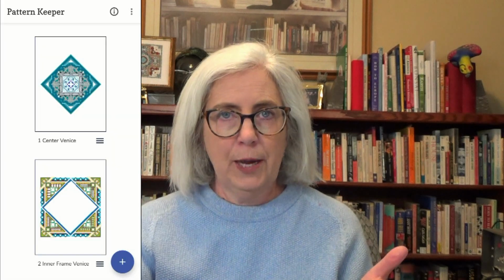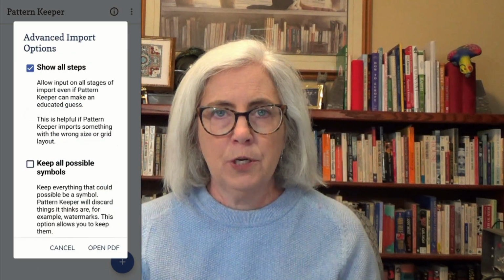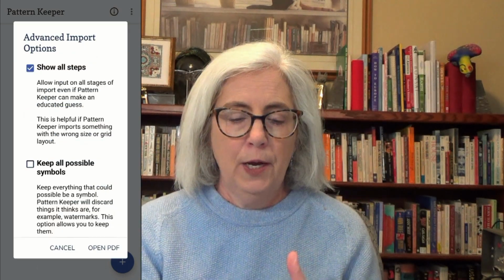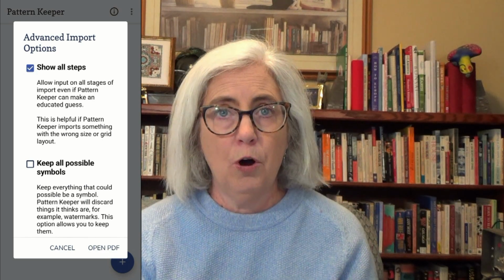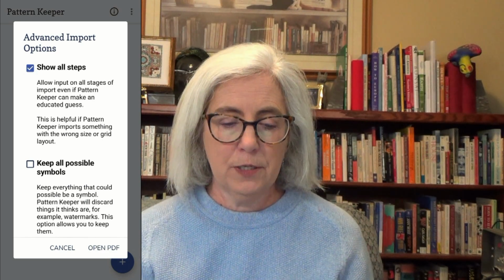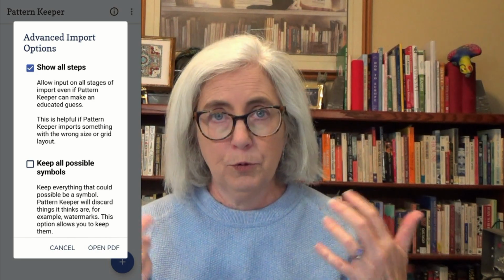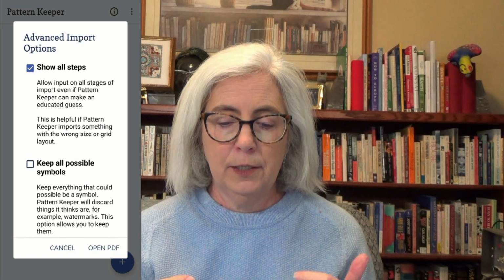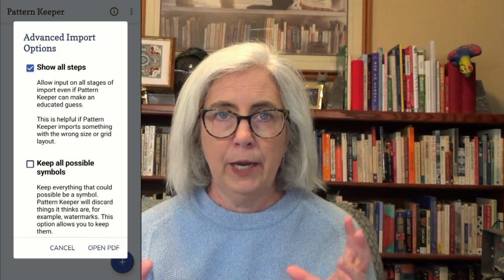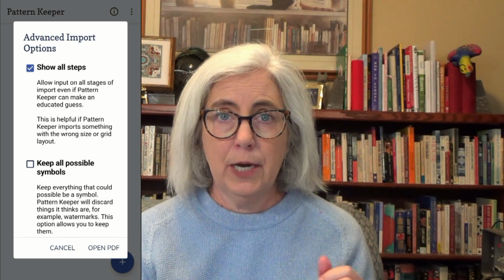When you first click that plus to load a chart, a little box shows up, and down below there's an advanced options choice. If I click on that, it opens up a window where there are a number of different things to choose. The first one I thought might be helpful is an advanced import option to show all steps. The thinking is it's going to prevent Pattern Keeper from making those educated guesses and plopping grids down where it thinks it has found something. You can intervene, and if something is the wrong size or the grid layout is incorrect, it should allow you to make choices all along the way manually, without having it detected.